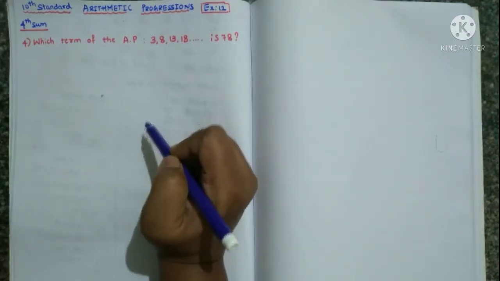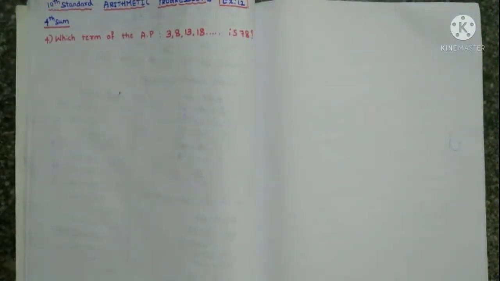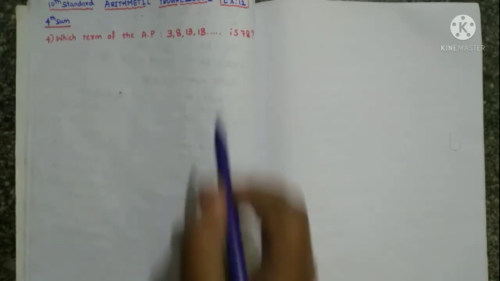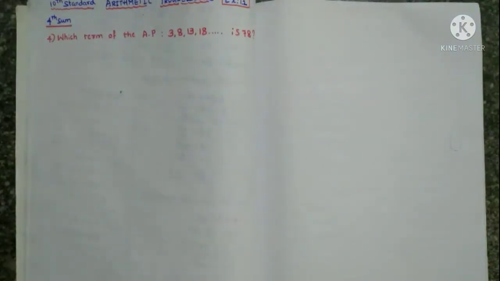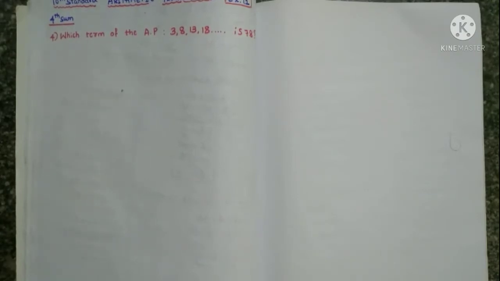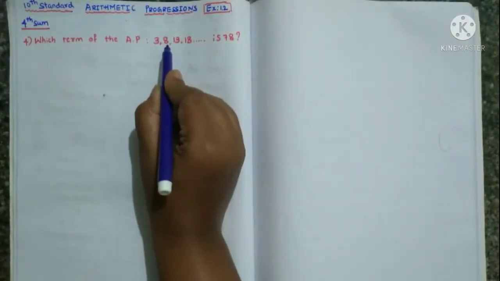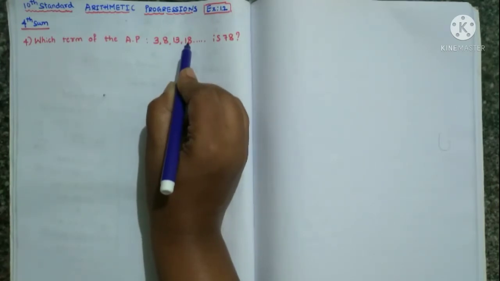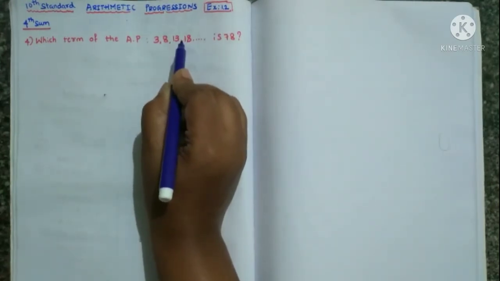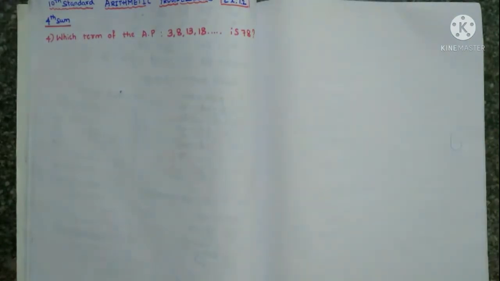See, in the arithmetic progression you should understand the question first, what they have given in the question. This is the sequence 3, 8, 13, 18, and the question is which term of the AP. What is the meaning of which term? It means what is the position of the 78 they are asking here. Here you see, this 3 is the first term, 8 is the second term, 13 is the third term, 18 is the fourth term, like that. Which term of the AP is 78 we want to find.